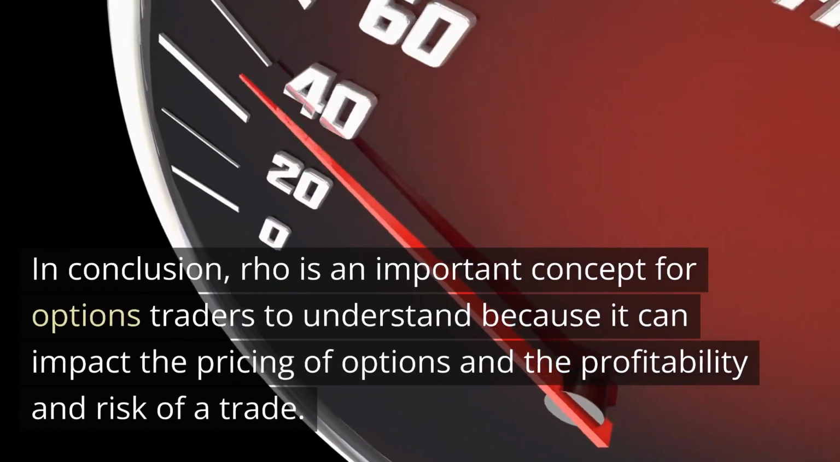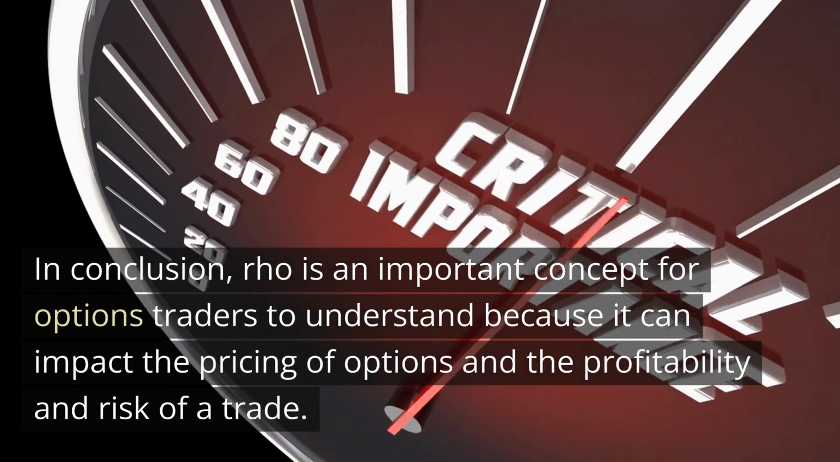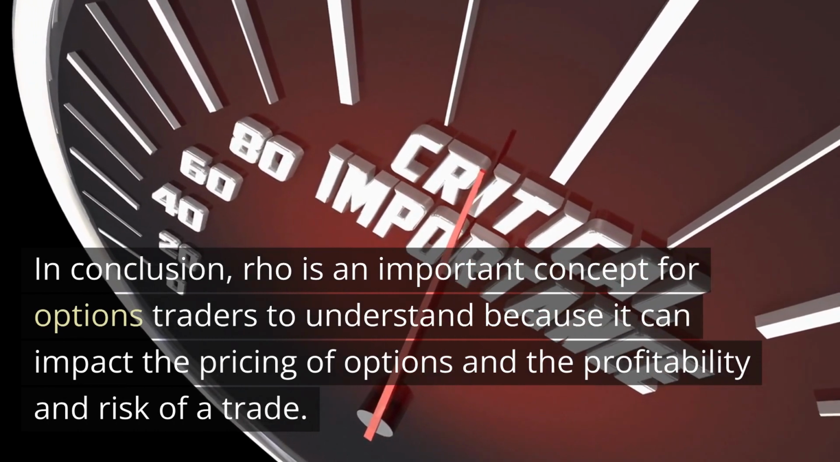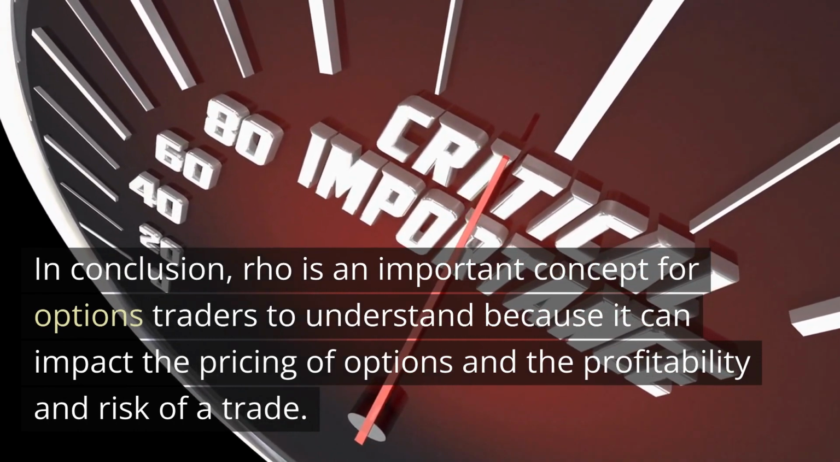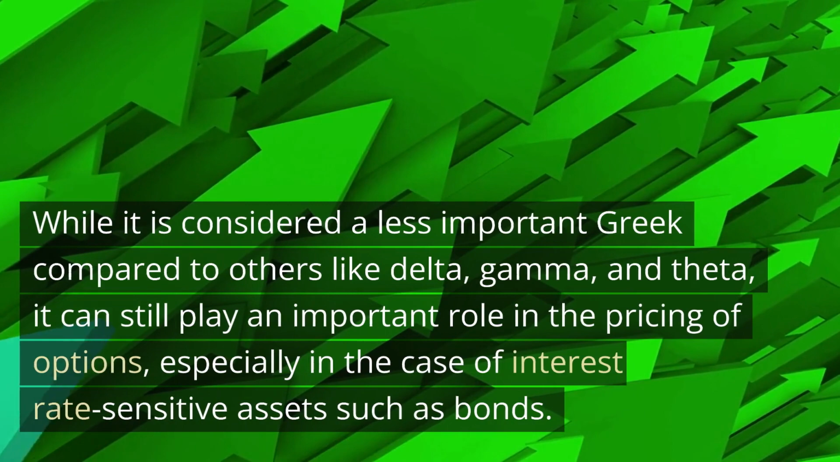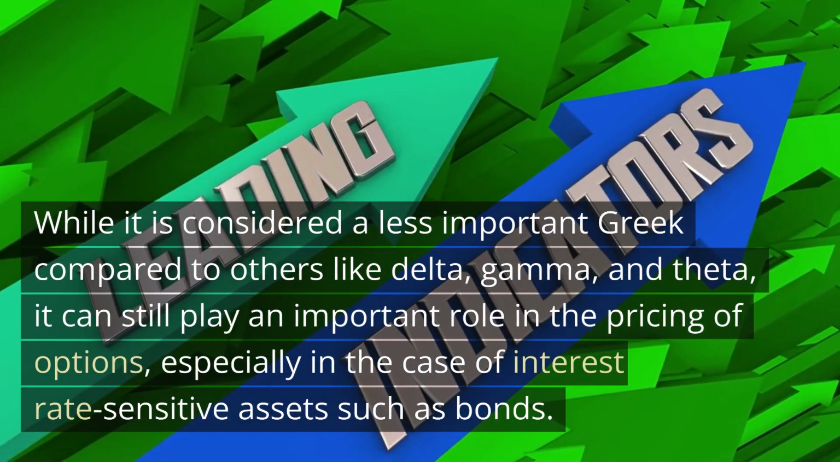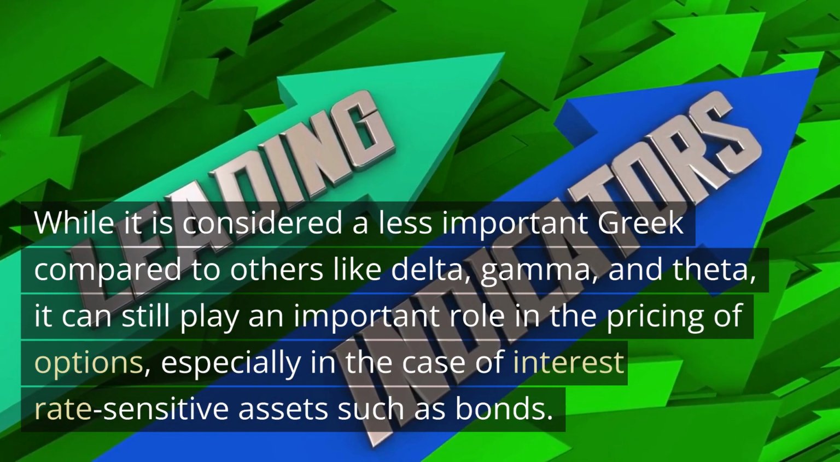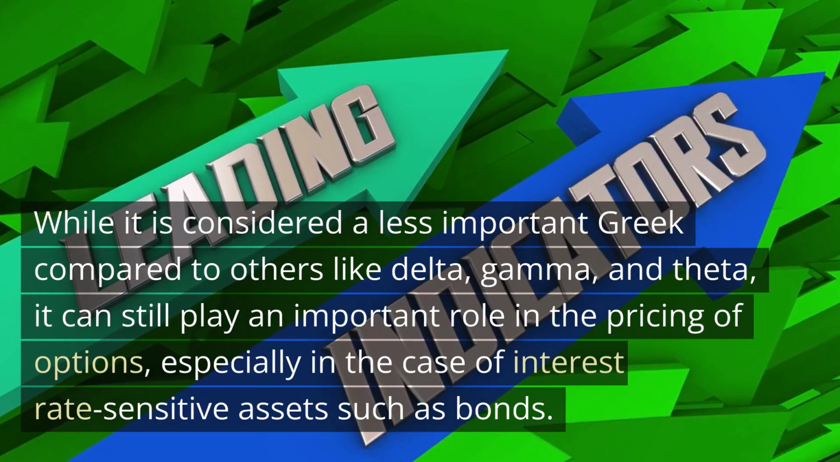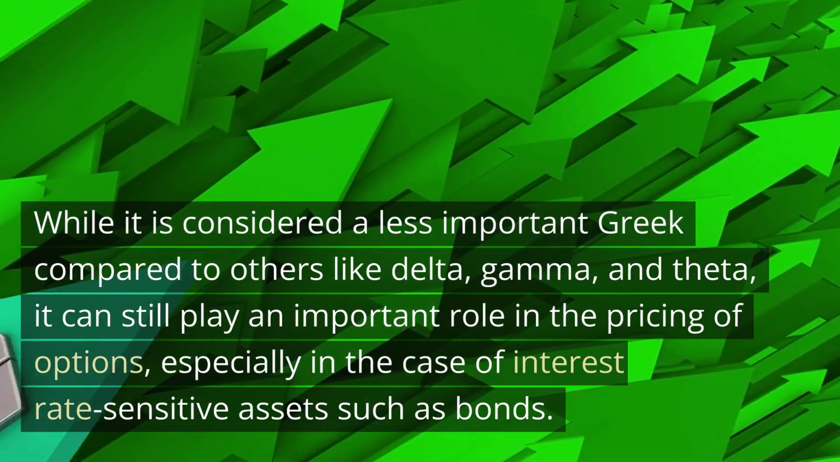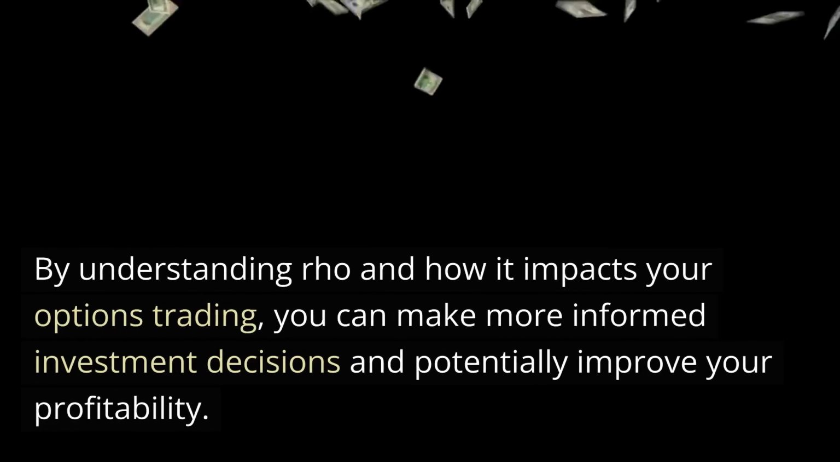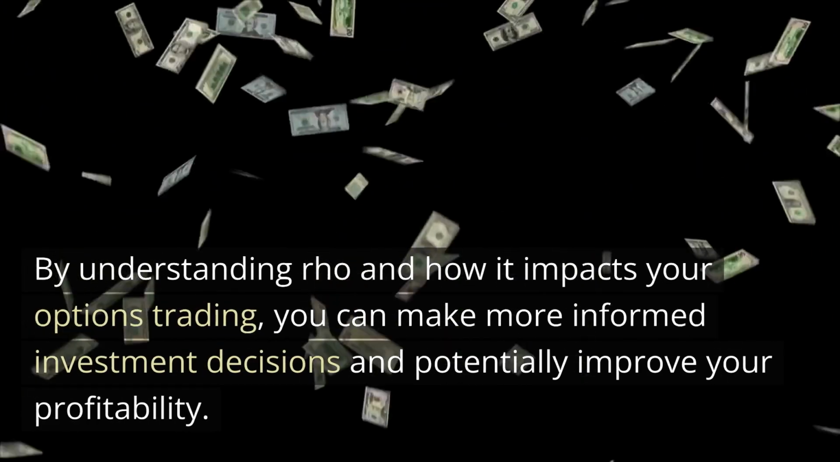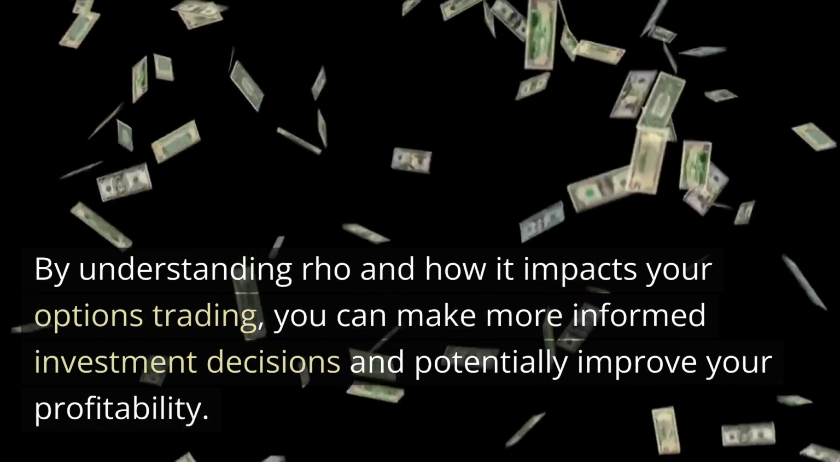In conclusion, Rho is an important concept for options traders to understand because it can impact the pricing of options and the profitability and risk of a trade. While it is considered a less important Greek compared to others like delta, gamma, and theta, it can still play an important role in the pricing of options, especially in the case of interest rate-sensitive assets such as bonds. By understanding Rho and how it impacts your options trading, you can make more informed investment decisions and potentially improve your profitability.